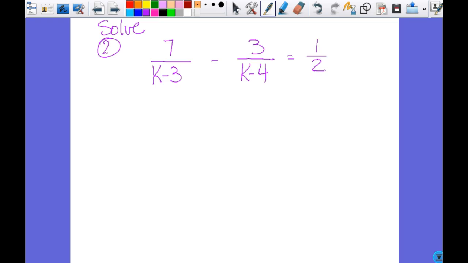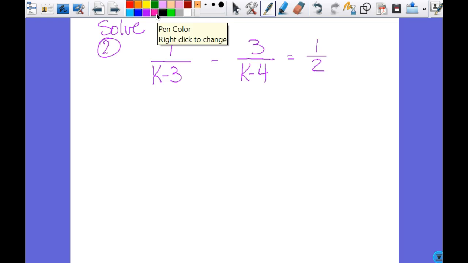All right, so here I want to decide what my lowest common denominator is, right? So who wants to tell me what the lowest common denominator would be? K minus 3 times K minus 4 times 2. I'd go ahead and get rid of the 2 also. It's just going to make your life easier, right? I mean, you don't really have to, but hey, why not? We're doing the rest, right?